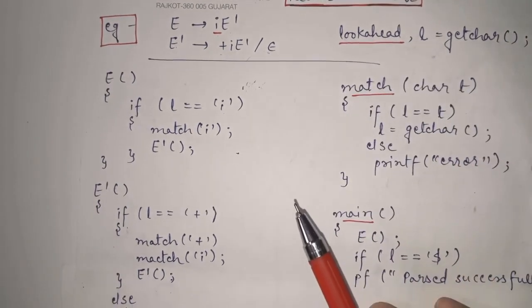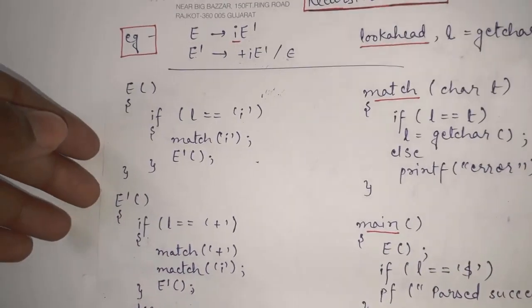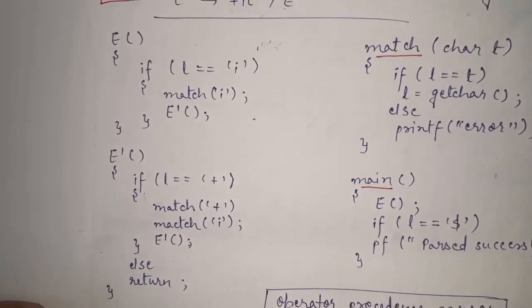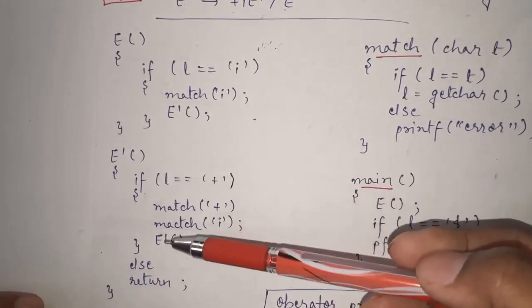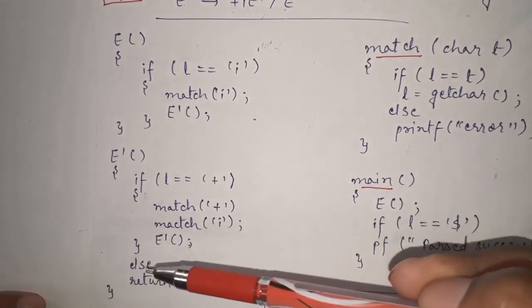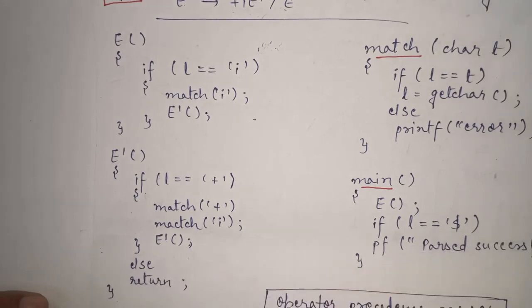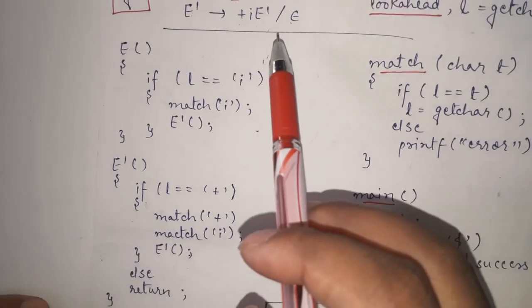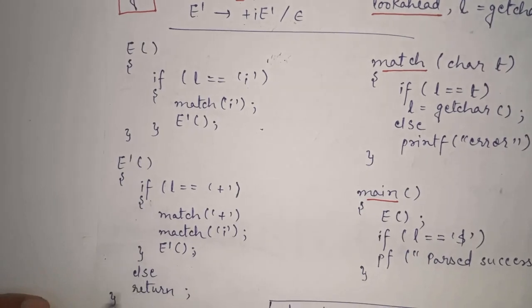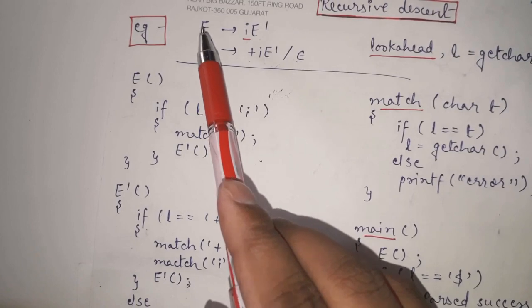In E dash I am already having this whole, we have seen this. Else, because it was in or, so else I will just return nothing. Else return, due to that epsilon or null. So whenever we are having null, we can simply write this else return. So this is all about E dash function. Simple. Now only two variables are there, E and E dash.